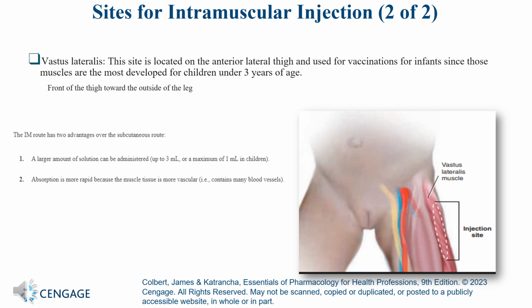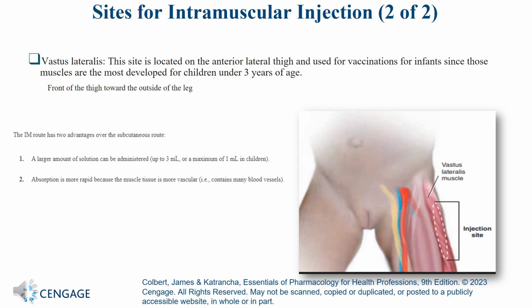Okay. Our third area is our vastus lateralis. This site is located on the anterior lateral thigh and used for vaccination for infants, and these muscles are the most developed for children under 3 years of age. Front of the thigh towards the outside of the leg. If you're looking at the picture, that's the area that you're going to go.